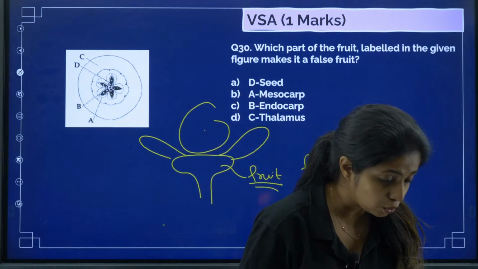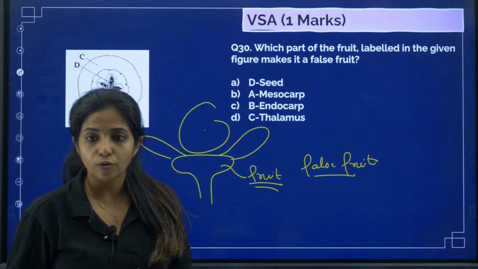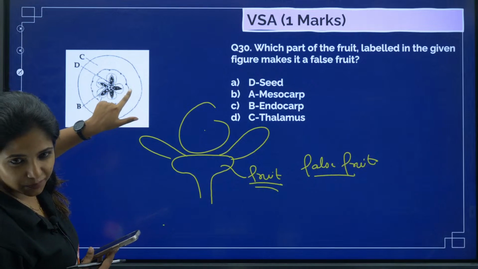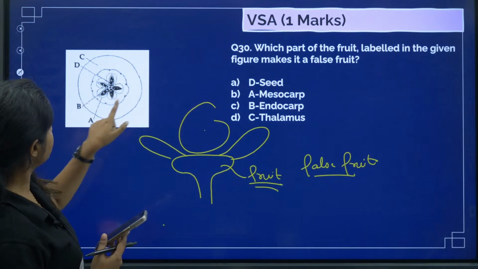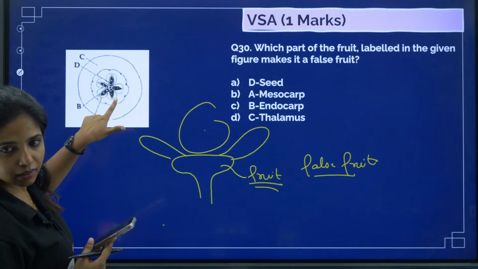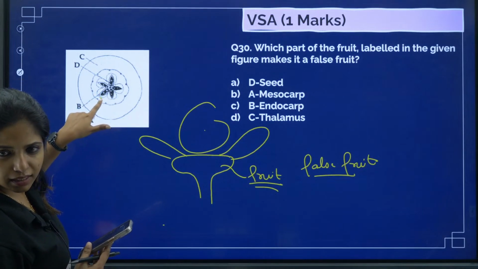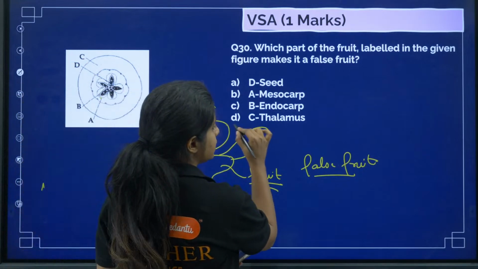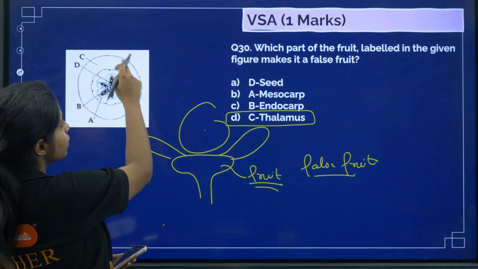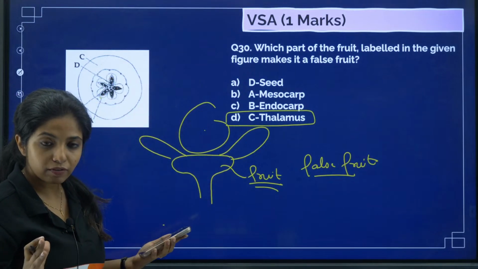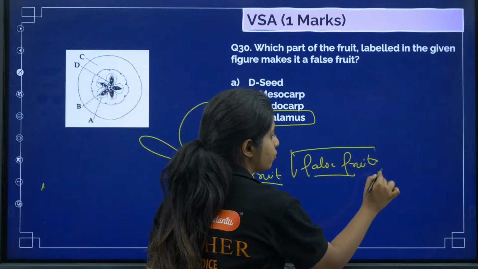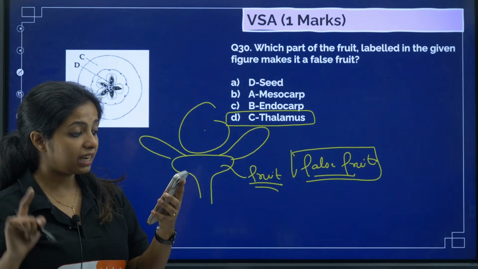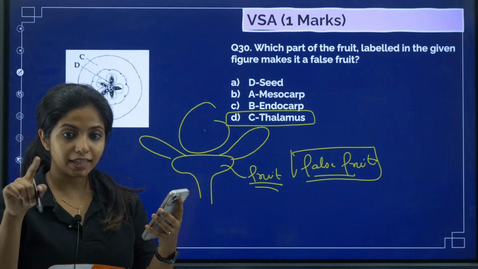Okay, now I gave you a big clue and you have to tell me the answer. So which part of the fruit labeled in the given figure makes it a false fruit? D is equal to seed. So D is seed. Do you think that makes it a false fruit? A mesocarp, B endocarp. What do you see? C thalamus. Yes, my dear children, C thalamus is the answer. So when the thalamus is becoming the fruit, obviously it's not the ovary which is becoming the fruit, so you call this a false fruit. Okay, so your answer is D, not C, it is D.